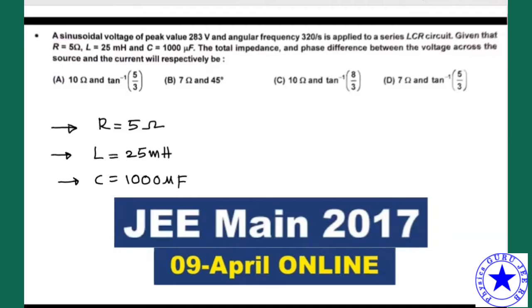The peak value of voltage is 283, and the angular frequency is 320 per second. The question asks for the total impedance and the phase difference between the source voltage and the current. So we want to calculate the total impedance and the phase difference.